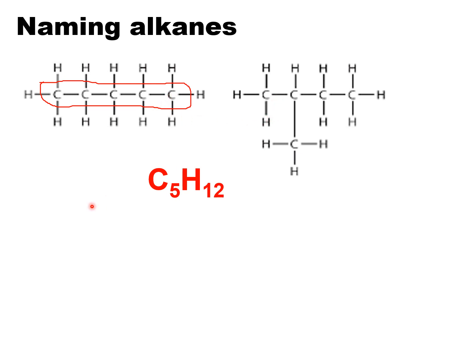While here, if I take my pen, the longest path is actually only 4, right? So if I start from this side of the molecule and I go 1, 2, 3, I have to make a choice.